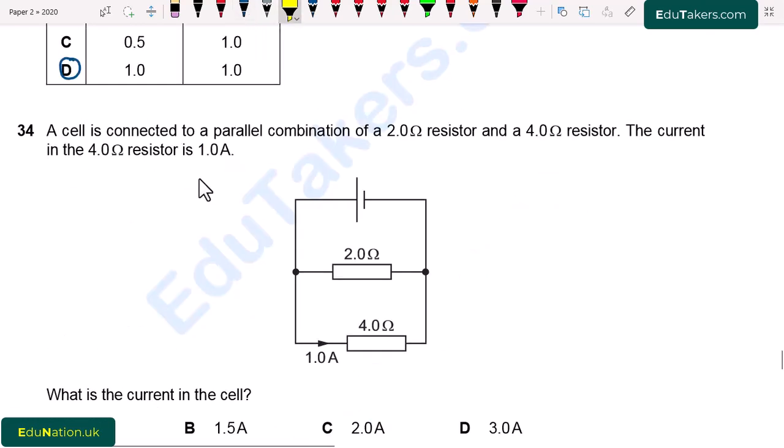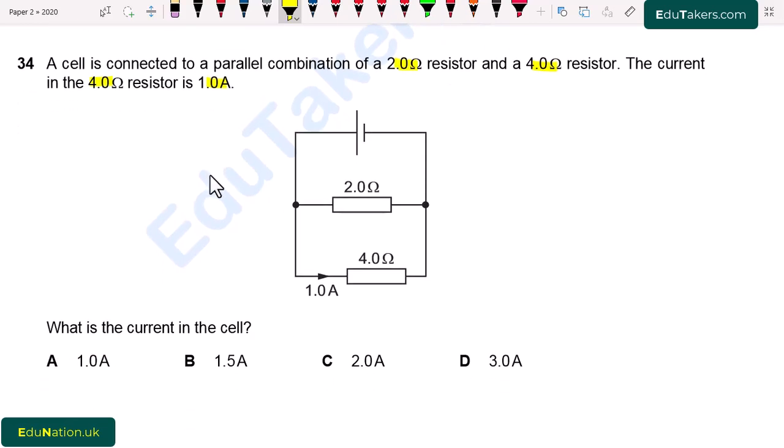A cell is connected to a parallel combination of 2.0 ohm resistor and 4.0 ohm resistor. The current in 4.0 ohm resistor is 1.0 ampere. What is the current in the cell? So first of all, here we have to find out the total current in this cell. This current will be the sum of the current passing through both of these resistances, because you can see that the 2.0 ohm resistance and 4.0 ohm resistance are both connected in parallel, and in the parallel combination the current is different while the potential difference is same.